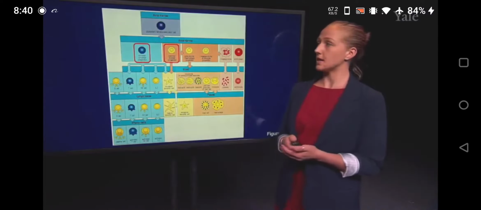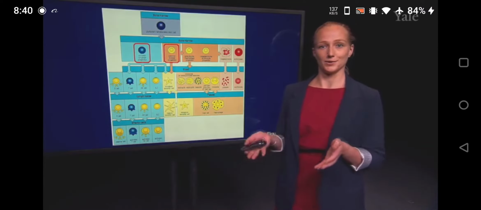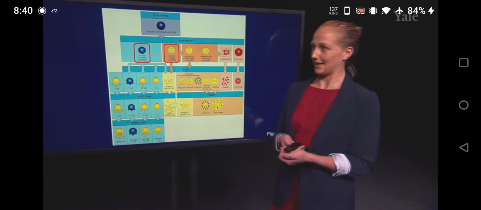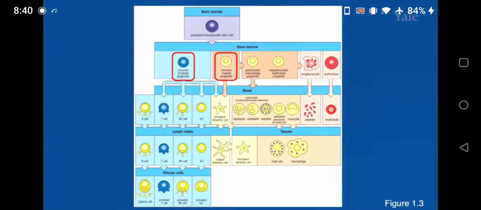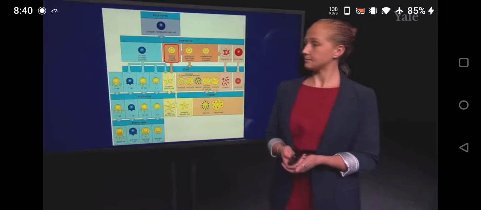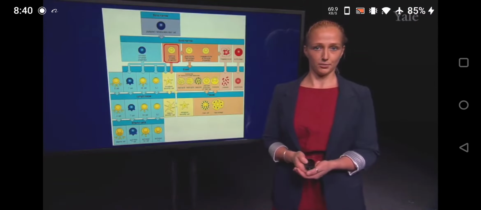So let's go back to our very large chart, which I realize seems intimidating, but let's break it down and take one step down that hierarchy from pluripotent hematopoietic stem cells down to the two major progenitors that are formed from the pluripotent hematopoietic stem cell, which are the common myeloid progenitor cell and the common lymphoid progenitor cell. So let's start with the common myeloid progenitor cell.